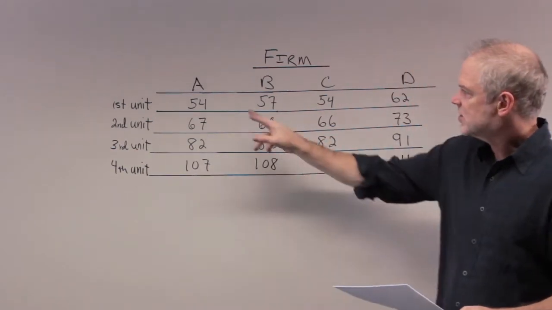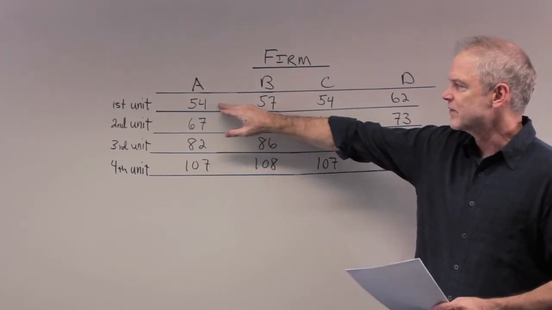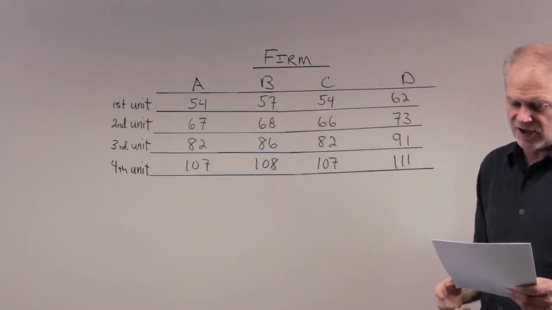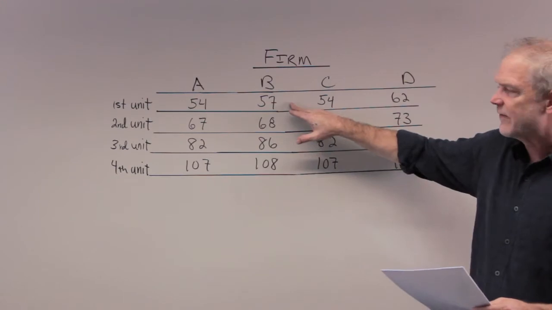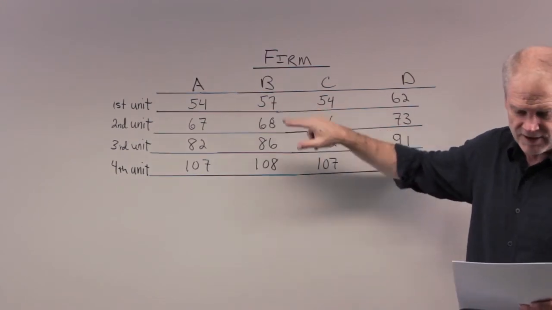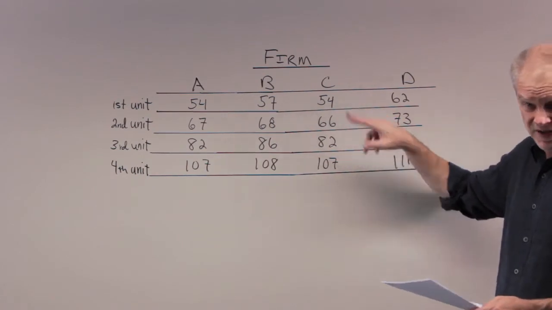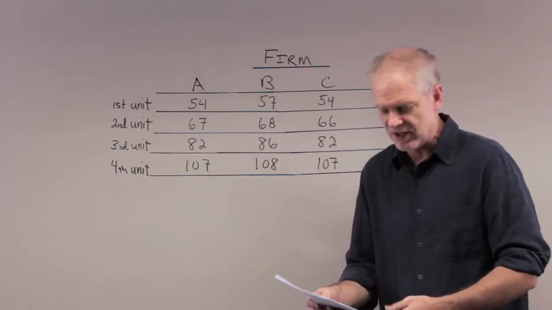All right? So this is the cost of eliminating the first unit of pollution for firm A. It costs $54, whatever that unit may be. For firm B, the first unit of pollution would cost them $57 to eliminate. All right? For firm C, the first unit of pollution would cost $54. And that's what firms worry about. What's it going to cost me to eliminate pollution from this production process?